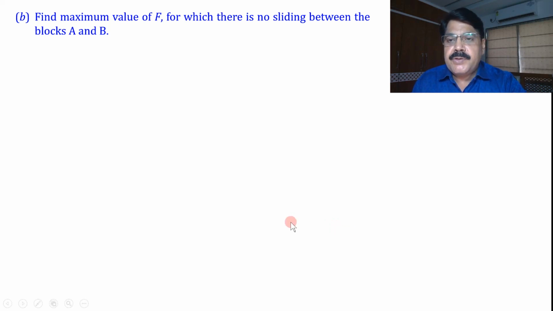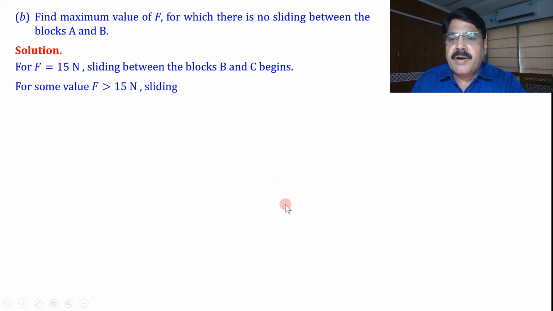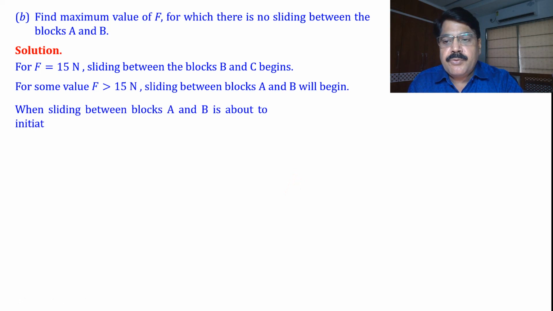But let us see how we proceed with the solution. For F equal to 50 Newton, sliding between the blocks B and C begins. That is the result obtained in the previous problem, and it has a further interpretation. For some value of F greater than 50 Newton, sliding between blocks A and B will begin. It means to initiate sliding between A and B, the force must be greater than 50 Newton. When sliding between blocks A and B is about to initiate, they are moving with the same acceleration. That is again very clear.